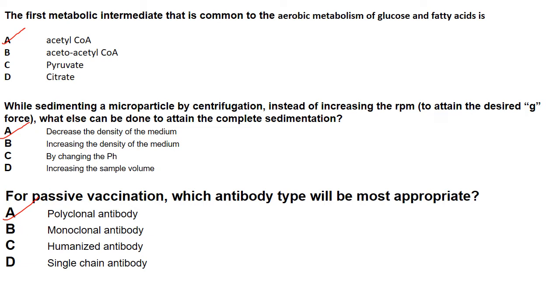Next one. While sedimenting a microparticle by centrifugation, instead of increasing the RPM to attain the desired G force, what else can be done to attain the complete sedimentation? So for that you can decrease the density of the medium. Answer is option A. Then for passive vaccination, which antibody will be most appropriate? Naturally, polyclonal antibody.